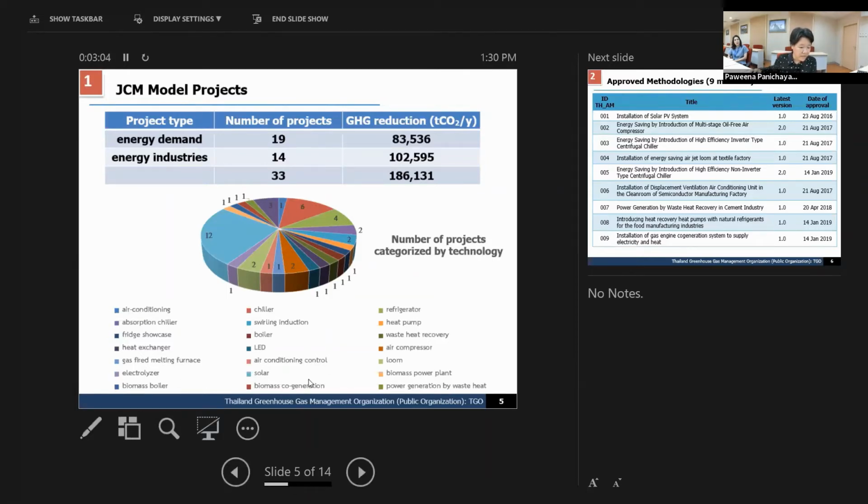And for the energy industries, we have two major types: the solar renewable project and the biomass power plant, biomass boiler, and biomass cogeneration.